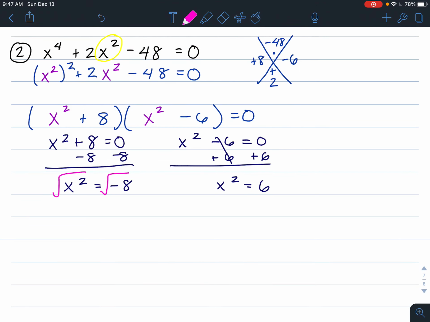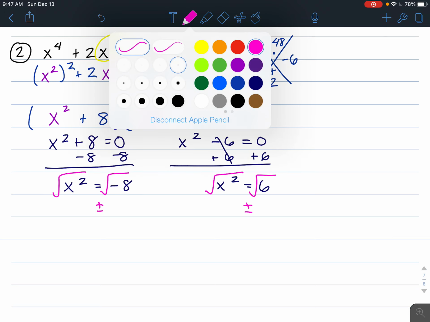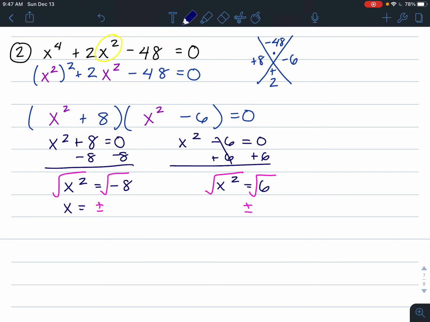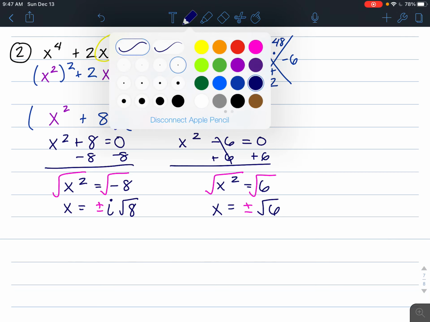I need to take a square root. Right, so that's going to give me plus or minuses on my answers. So x is going to equal plus or minus. Since I have the square root of a negative, I'm going to just pull the i out. So I get plus or minus i square root of 8, and then x over here is going to equal plus or minus the square root of 6.